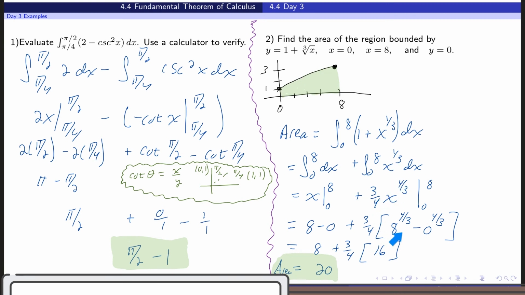So that checks out. Remember that the denominator is the root. The cube root of 8 is 2. 2 to the 4th is 16. 0 to any power is still 0. And then you get a nice neat area of 20.